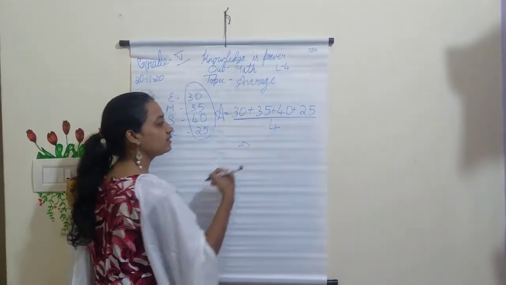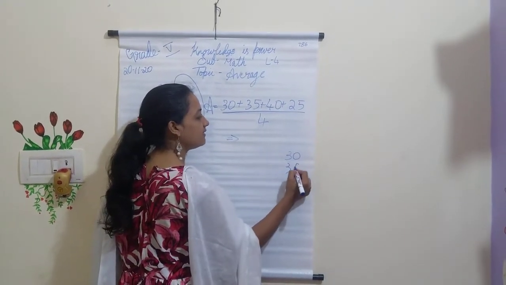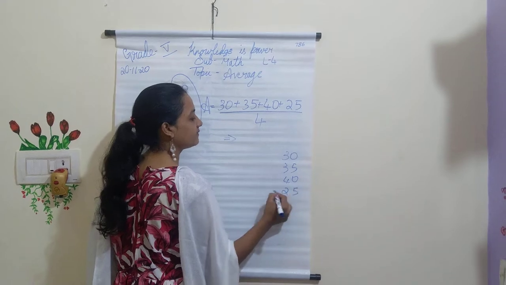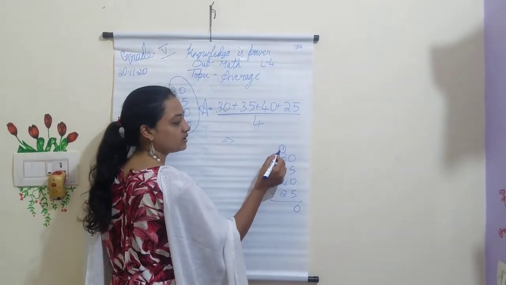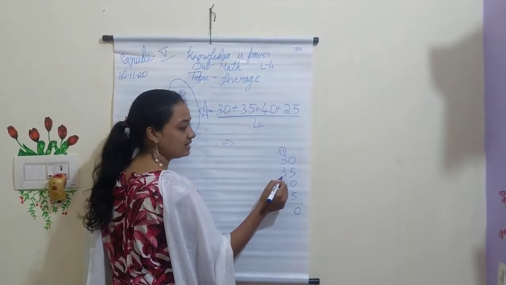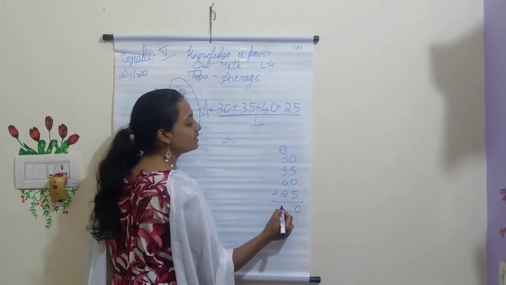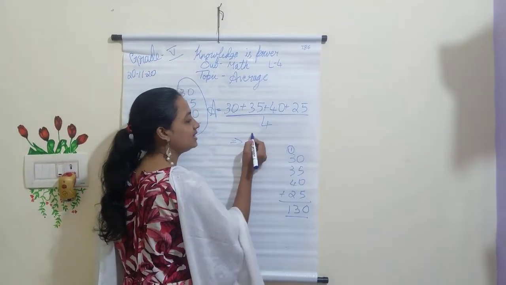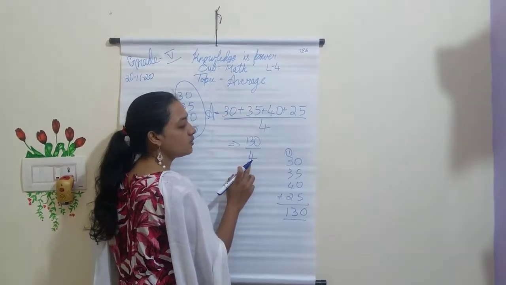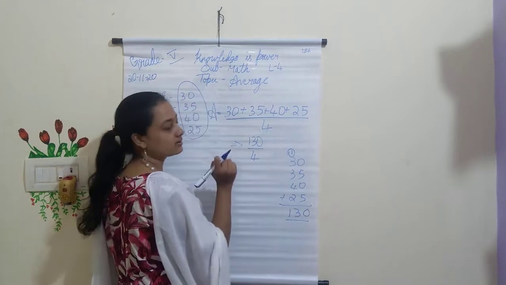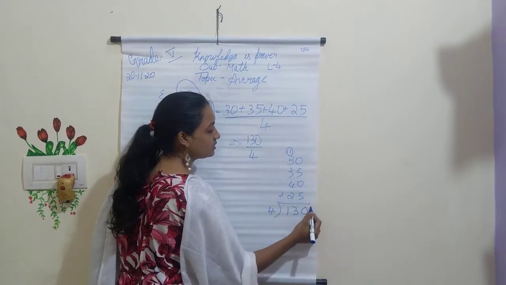So what is the answer we'll get now? Let's see. When you add this, what is the answer you get? 30, 35, 40, 25. 5 plus 5, 10. 3 plus 1, 4. 4 plus 3, 7. 7 plus 4, 11. 11 plus 2, 13. So the answer is 130 for the addition here. Now you have to divide this number by 4 because you have 4 subjects here. So let us divide this by 4. What is the answer you get when you divide it by 4?